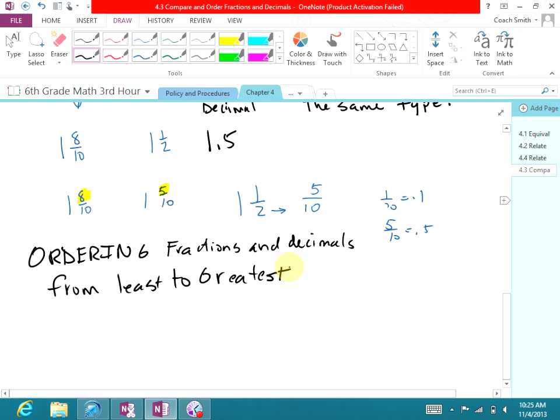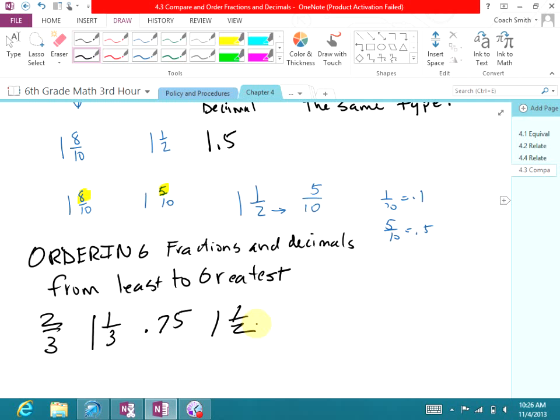Okay, so for example, 2 over 3, 1 1/3, 0.75, and 1 1/2. I want to order those from least to greatest. Now, obviously, there's some numbers here that are larger than other numbers. Okay? Raise your hand if you know which two numbers would be the largest numbers.